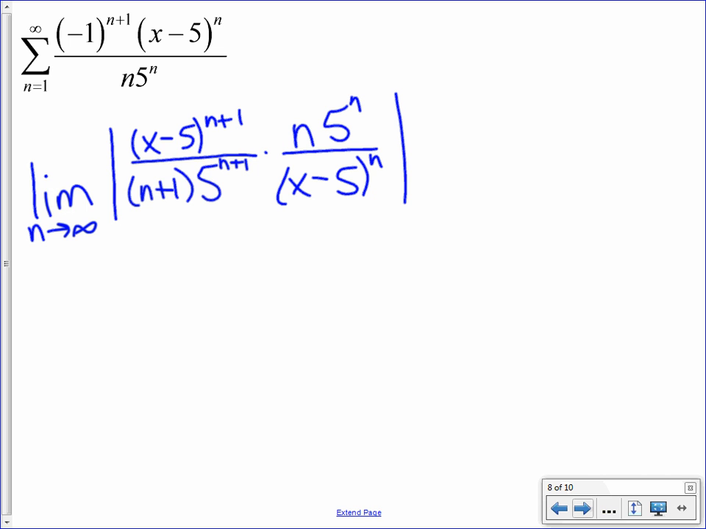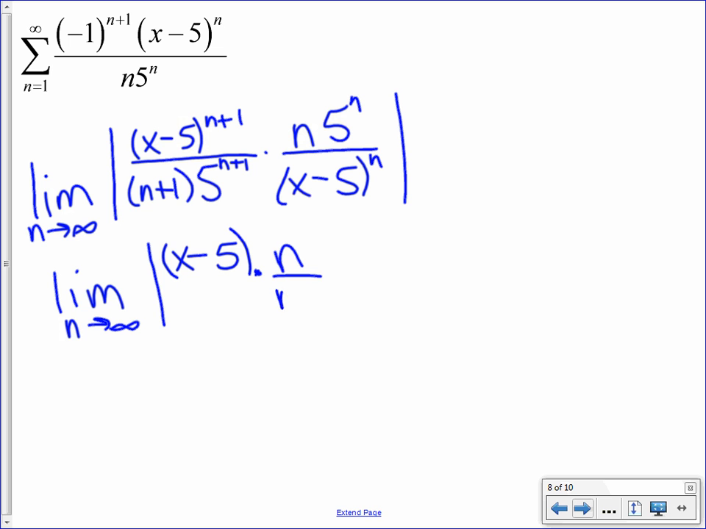Look, lots of 5s, lots of n's. Okay, so let's organize this. (x minus 5) to the n plus 1 over (x minus 5) to the n. x minus 5, sorry about that. Times n over n plus 1. And then 5 to the n over 5 to the n plus 1. So, can I do that? Okay. And when n approaches infinity, this goes to 1.